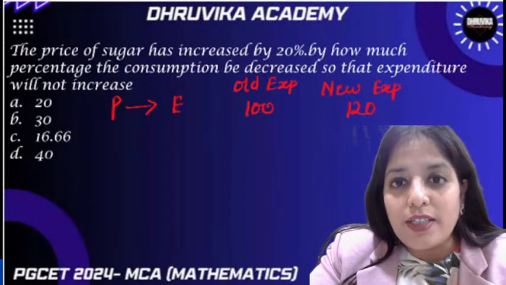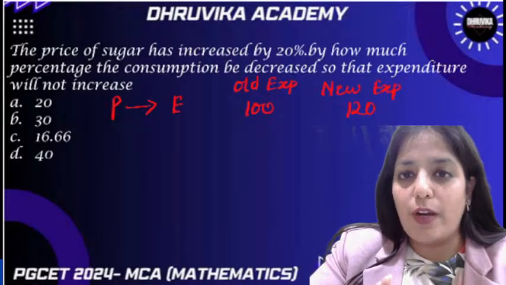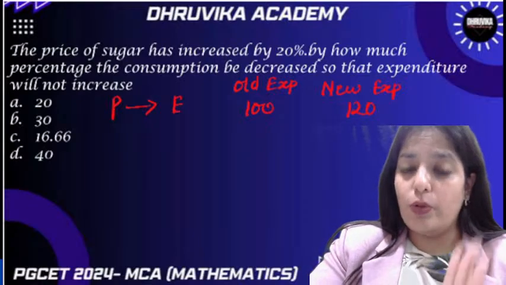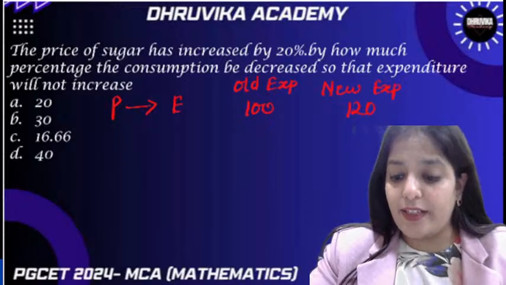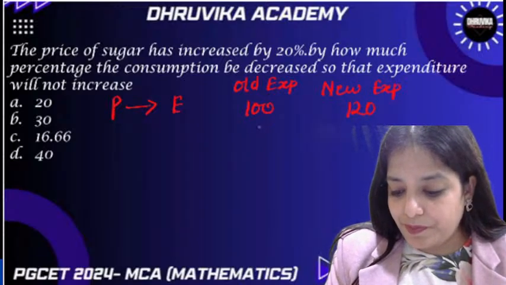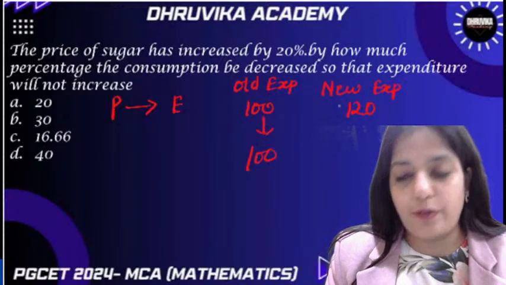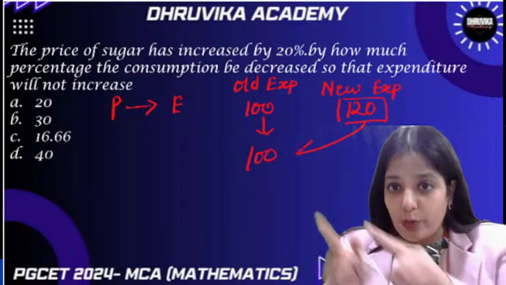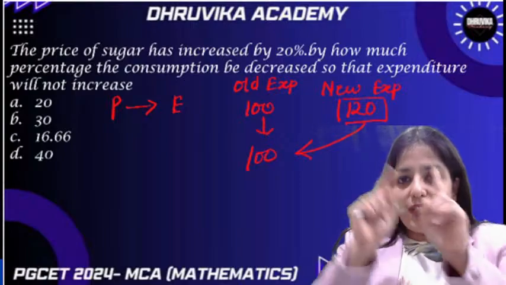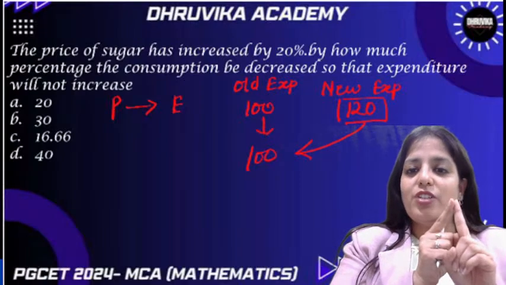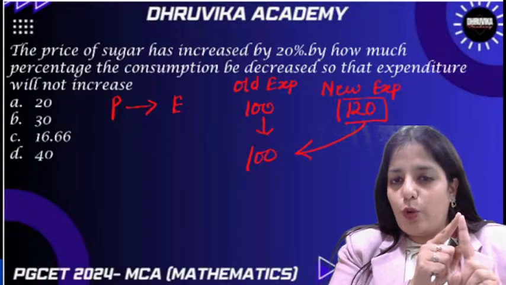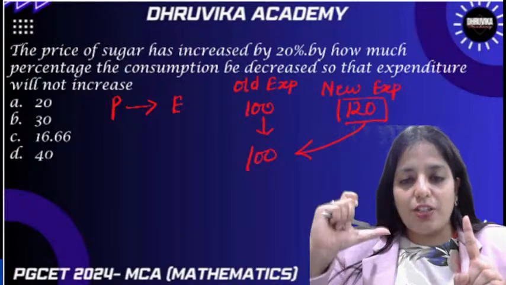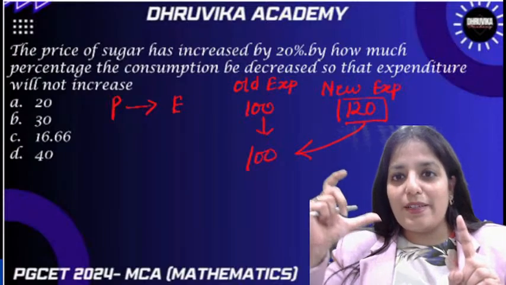We assumed what? That our expenditure has increased to 120. But they are saying no, keep expenditure at 100. We said okay. Now we are at 120. We need to come back to 100. That is, we are going in reverse. So the reverse ratio of expenditure is actually equal to what? The consumption's ratio. Yes, the consumption ratio.